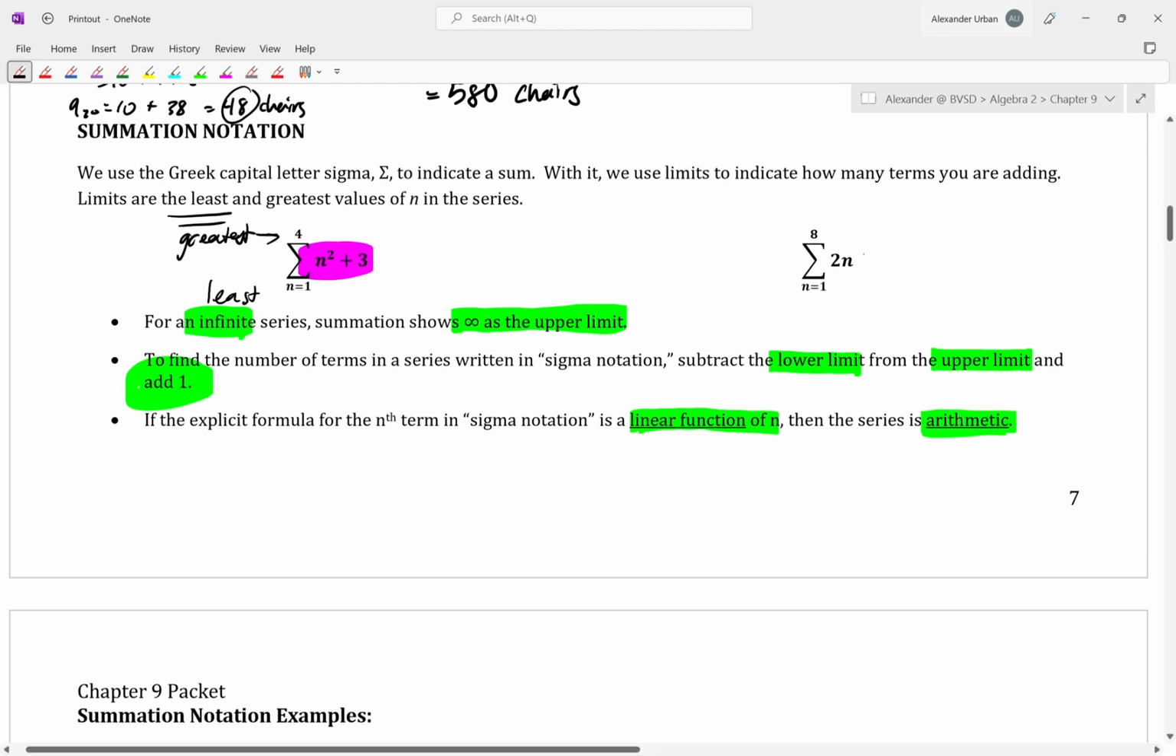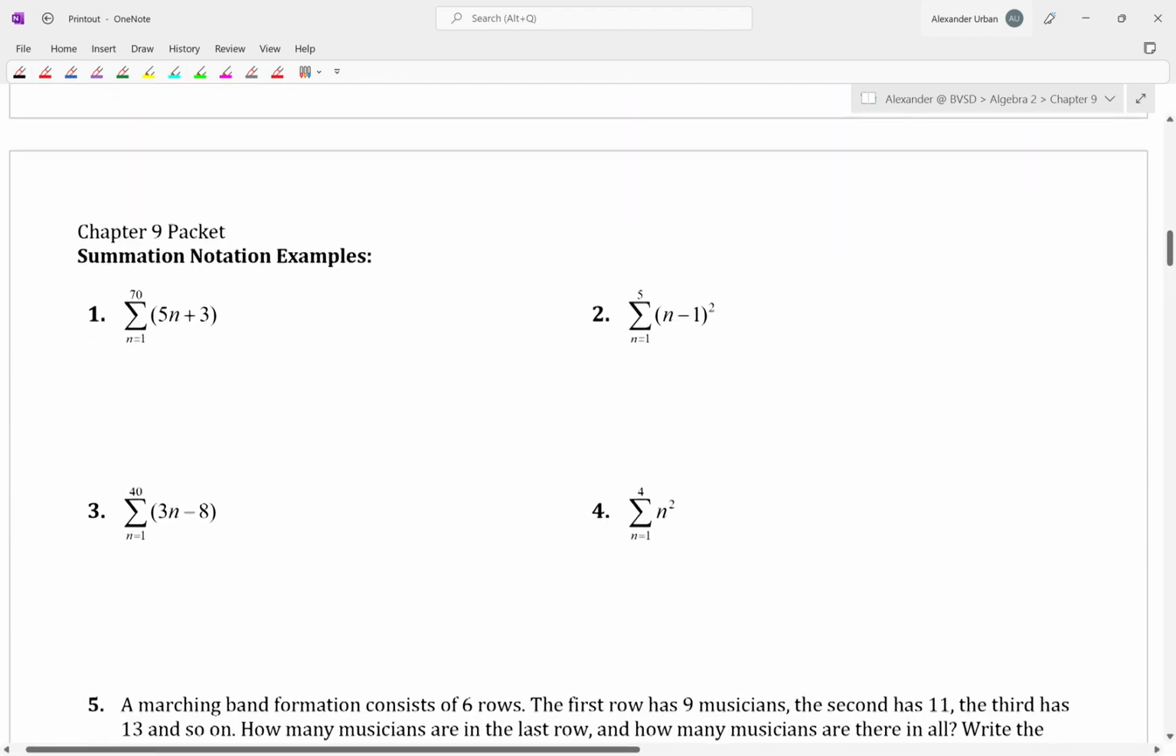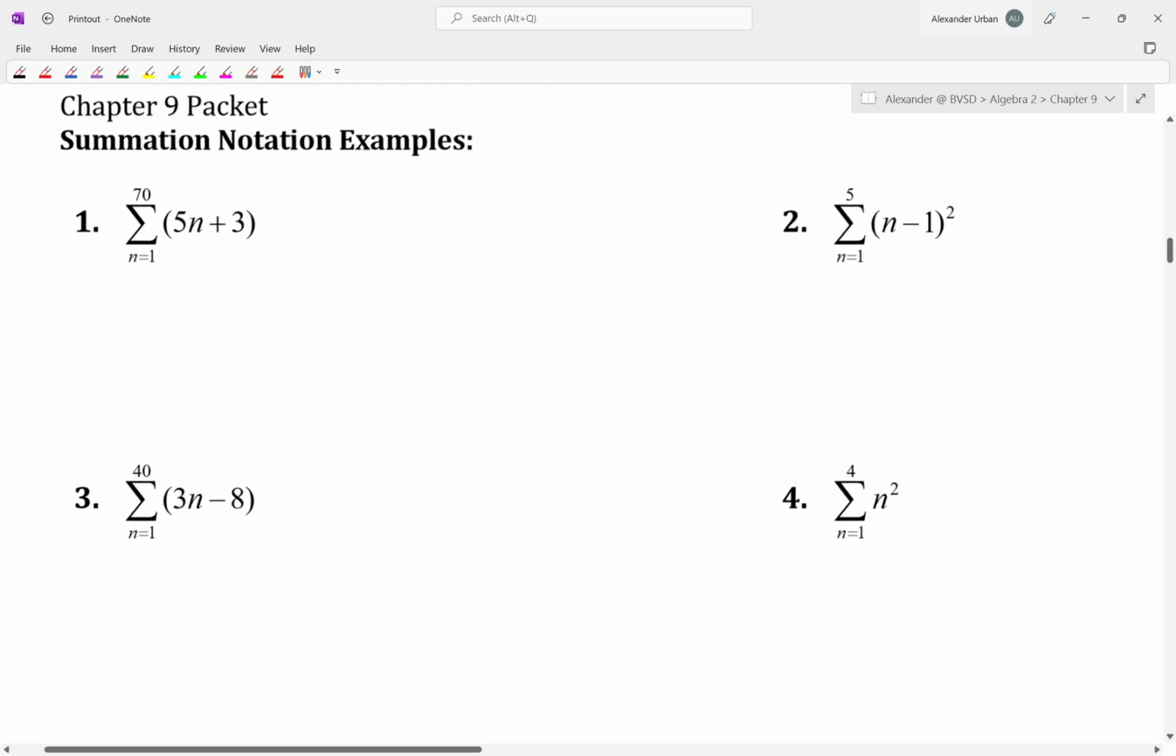The second one, which is highlighted in blue, is an arithmetic sequence, and we can actually substitute our formulas in. So we'll talk about it down here in our summation examples. On the first one and the third one, I'm going to highlight them in blue. These are arithmetic sequences. The ones highlighted in purple or pink are not arithmetic sequences. So problems 2 and 4 are not arithmetic.